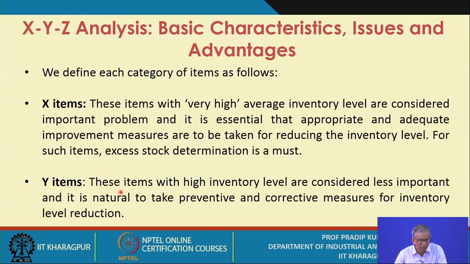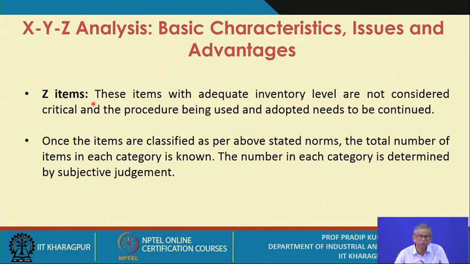Now what are Y items? These items with high inventory level are considered less important, and it is natural to take preventive and corrective measures for inventory level reduction. Now what are the Z items? These items with adequate inventory level are not considered critical, and the procedure being used and adopted needs to be continued. Once the items are classified as per the above stated norms, the total number of items in each category is known. The number of categories is determined by subjective judgment.